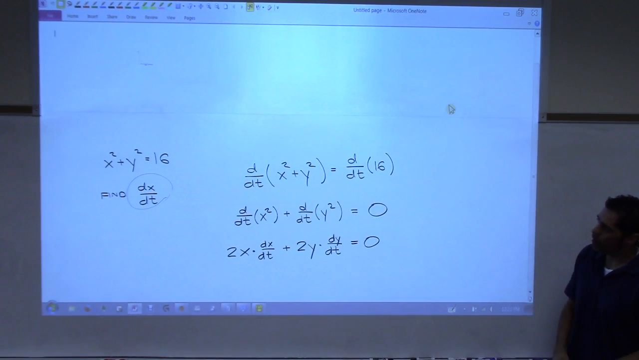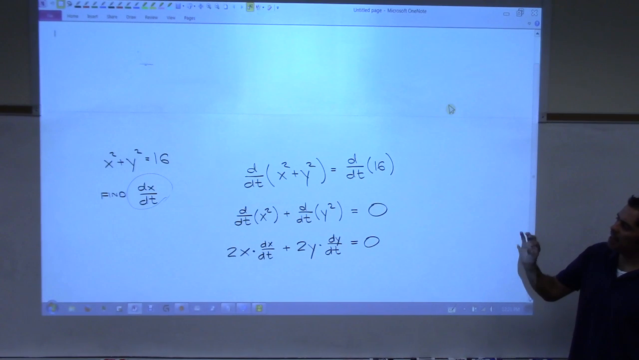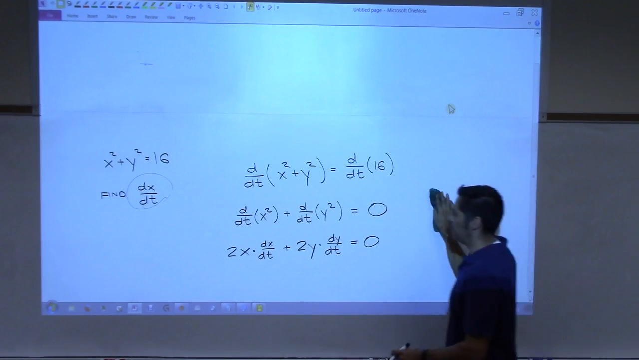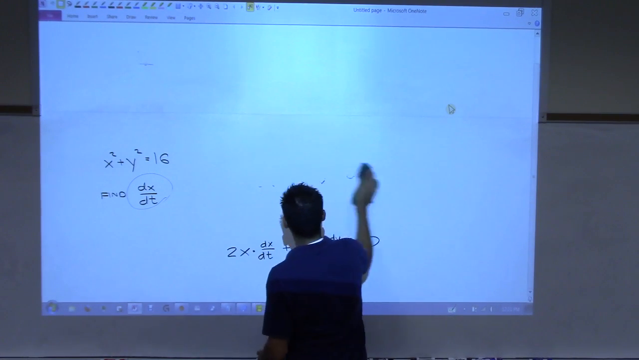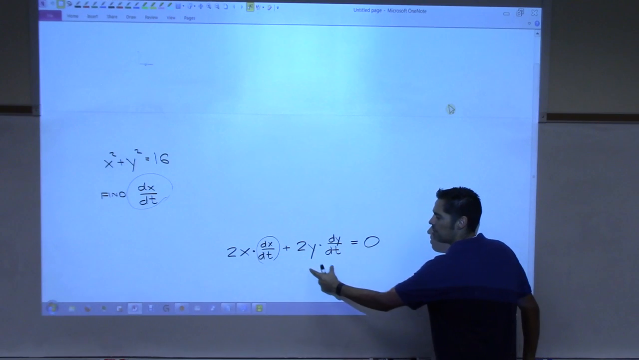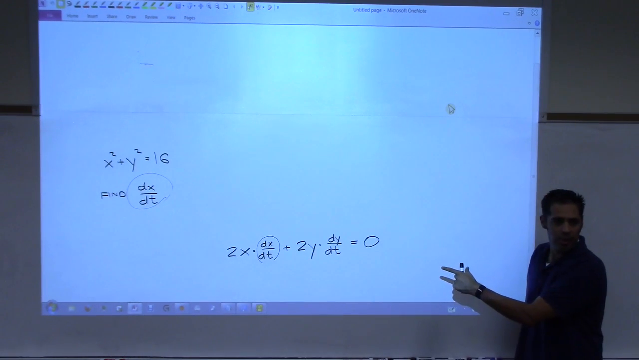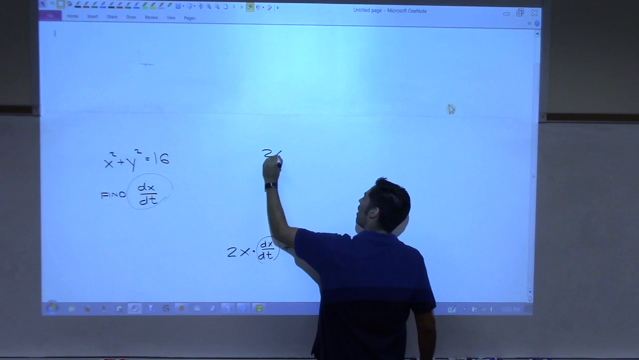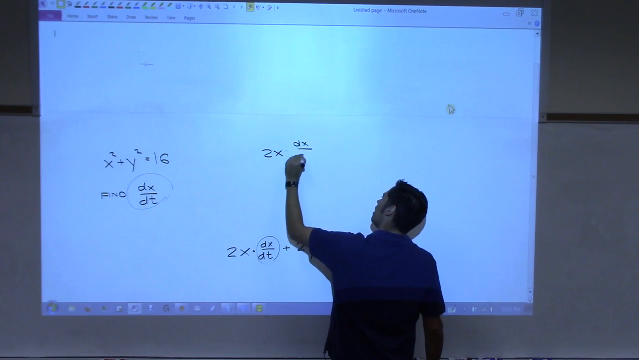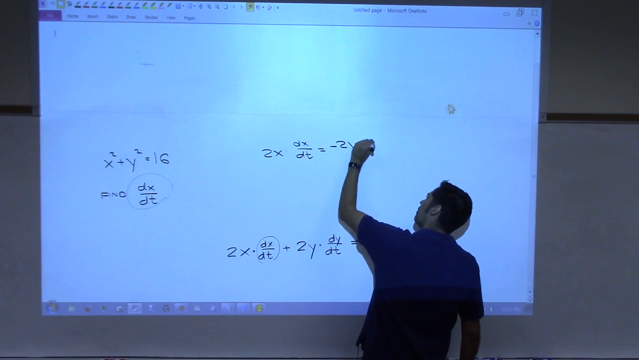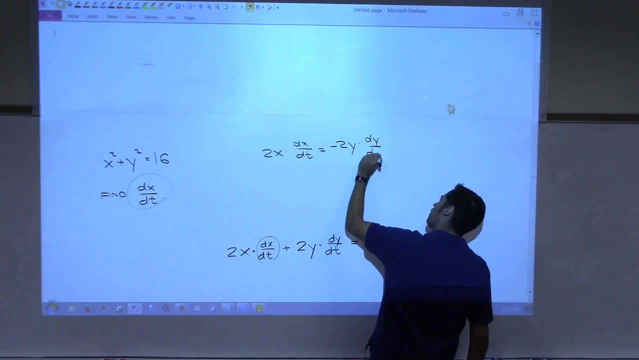All right, so what do I need in order to figure out dx/dt? What is it that I'm going to need to know? Well, let's solve for it and analyze that a little bit. If I try and isolate this, I'm just going to move that whole thing to the other side by subtracting. So 2x times dx/dt equals negative 2y times dy/dt.